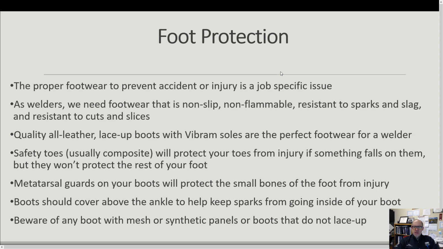Boots should cover the ankle to keep sparks from going down inside your boot. And beware of any boot with mesh or synthetic panels, because welding slag and sparks will go right through that and melt those synthetic panels to your foot. And also, I don't like boots that don't lace up.